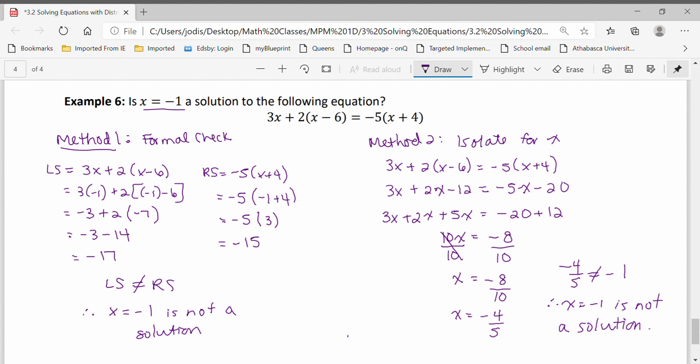All right, so that's the end of this lesson. Hopefully you feel comfortable with distributing in an equation. Okay, so try your homework, ask questions.